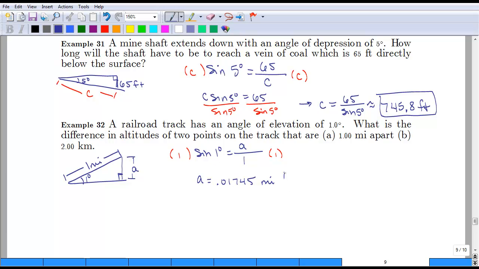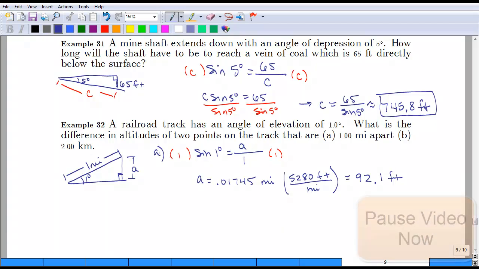So just a real quick lesson, there are 5,280 feet in 1 mile. And so we can do this conversion by multiplying by 5,280. And if we do so, we end up with A being approximately 92.1 feet. And that's a little bit more reasonable to understand than 0.01745 miles. So this was part A of the problem.